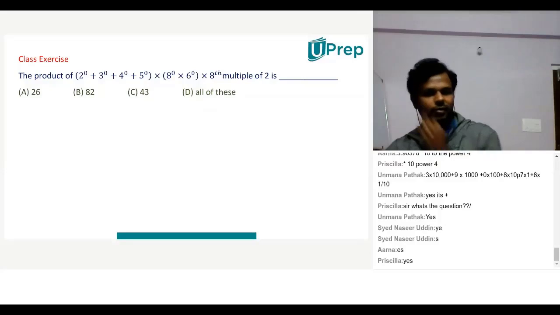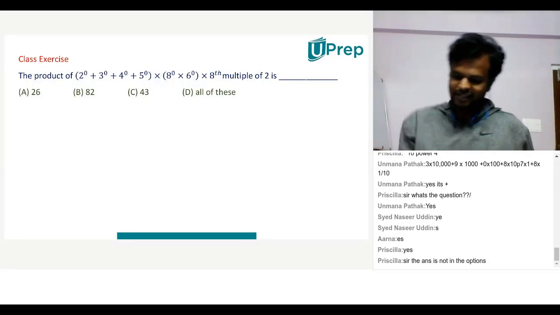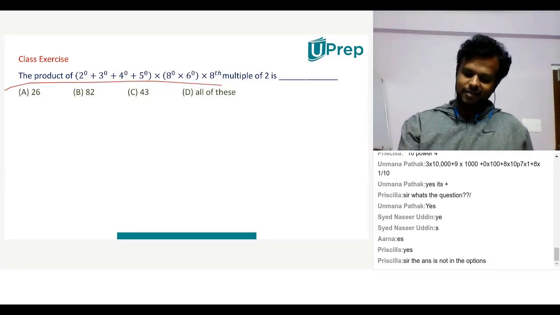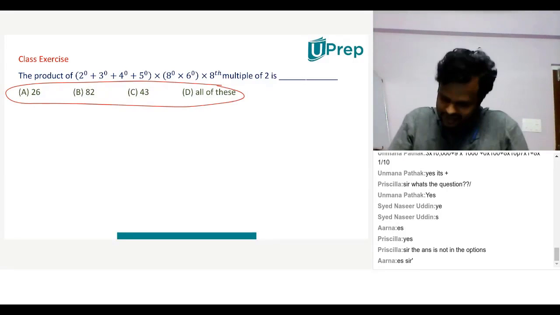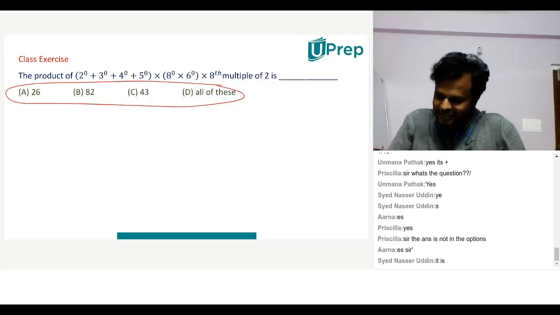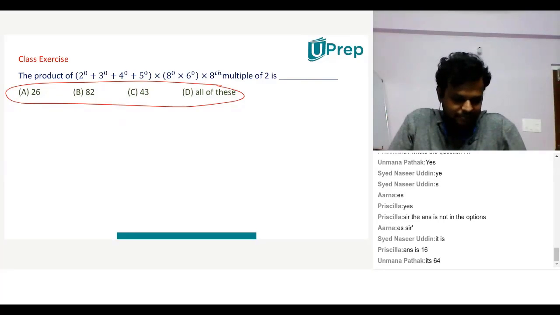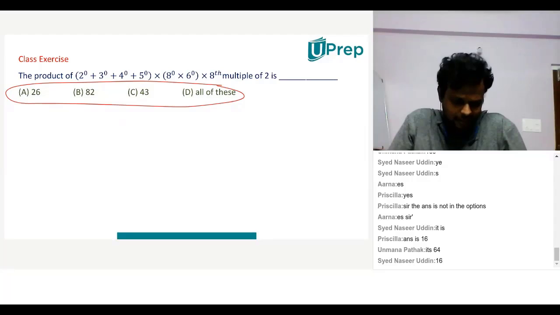Into 8th multiple of 2. Yeah, the answer is not in the options. I think they must have made a mistake. It cannot be all of these. Answer is 16, 64. Okay.